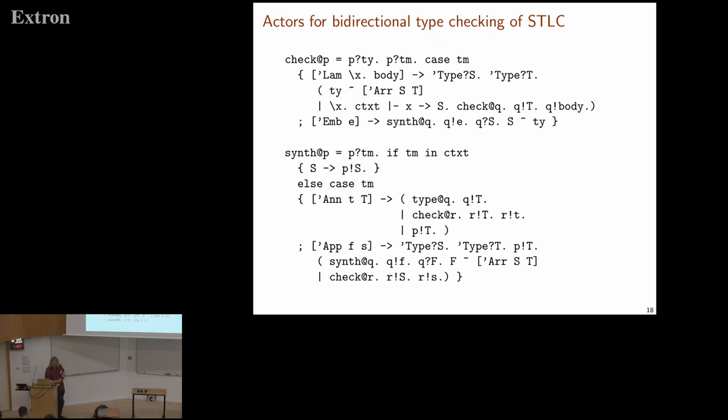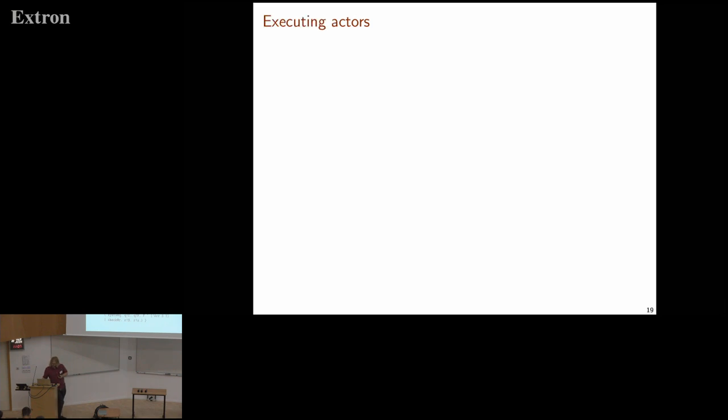But otherwise, we synthesize a type for the function by spawning a synth actor, sending it f. We get back its type. We constrain the type to be an arrow type. And at the same time, we check the argument. So we spawn a check actor. We send it the type s to check, and we send it the little s, the argument. So that's how you write the type checker in this language.